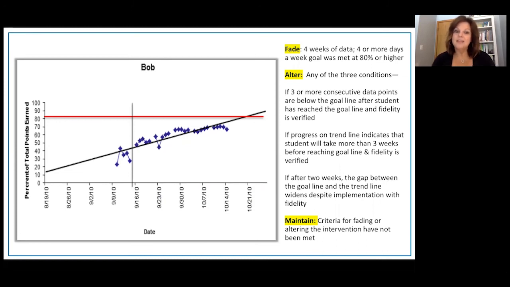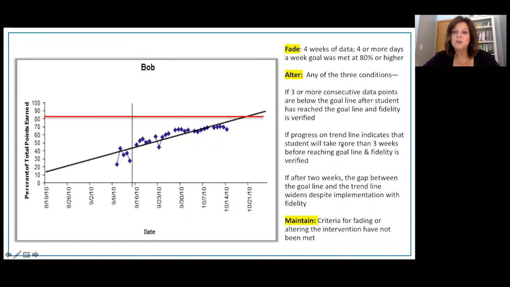So let's apply the decision rules to Bob's data pattern and see if we would still maintain like we think. So if we look at fade, he needs 4 weeks of data in which 4 days a week or more his goal was met. Well, he hasn't met his goal at all, so fade is off the table. If we look at the first condition of altering, if 3 or more consecutive data points are below the goal line after the student has reached the goal line, well, we can stop there because he's never reached the goal line.